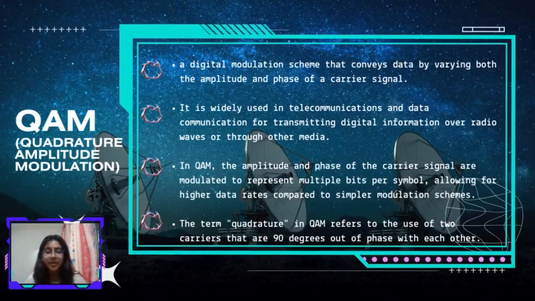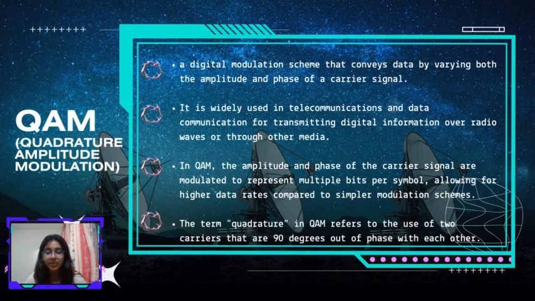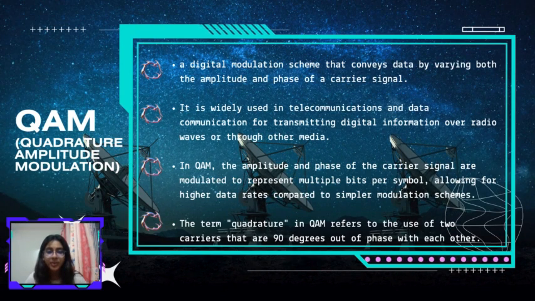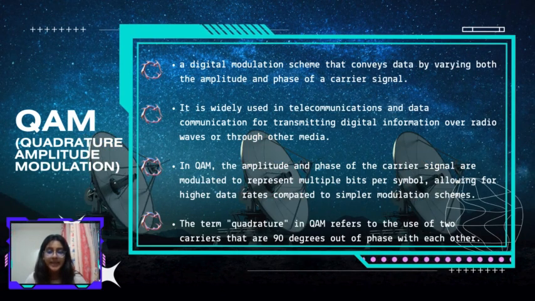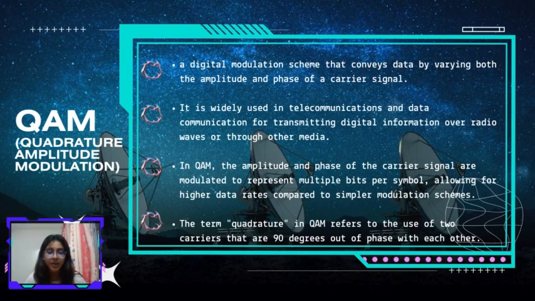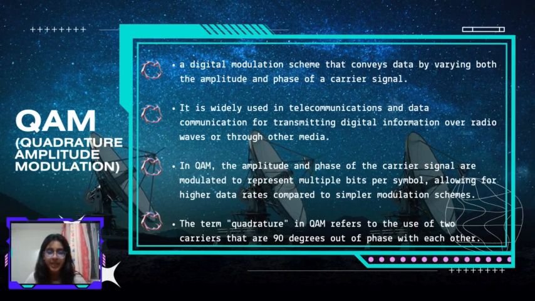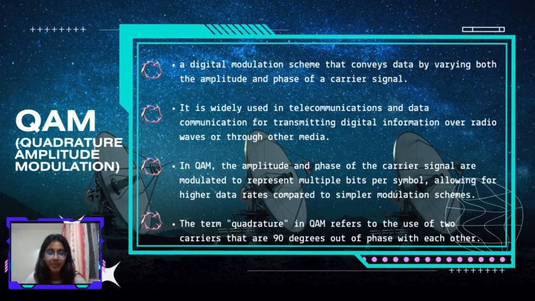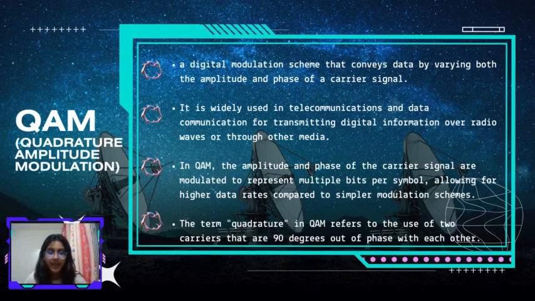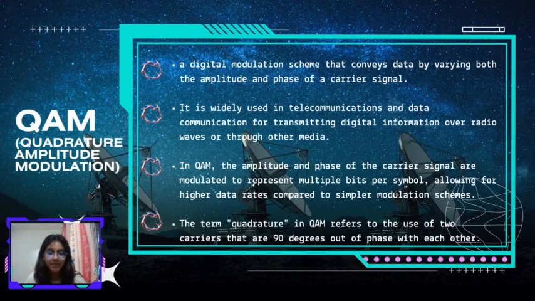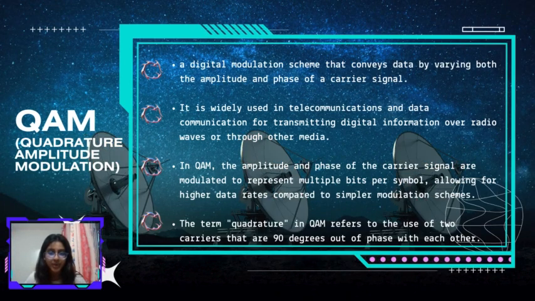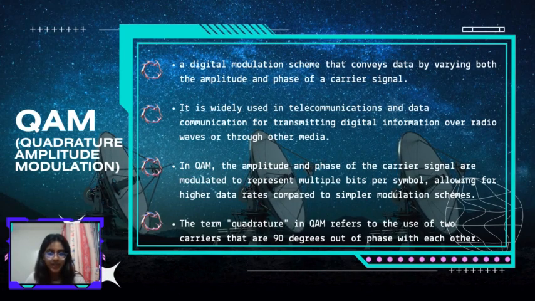Next, I'll be explaining QAM, which is quadrature amplitude modulation. It is a digital modulation scheme that conveys data by varying both the amplitude and phase of a carrier signal. It is widely used in telecommunication and data communication for transmitting digital information over radio waves or through other media. In QAM, the amplitude and phase of the carrier signal are modulated to represent multiple bits per symbol, allowing for higher data rates compared to simpler modulation schemes. The term quadrature in QAM refers to the use of two carriers that are 90 degrees out of phase with each other.